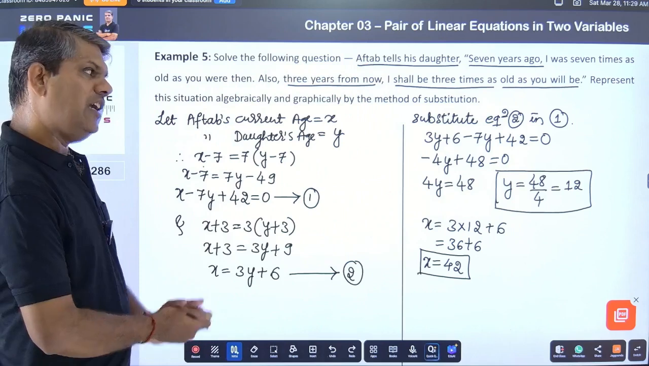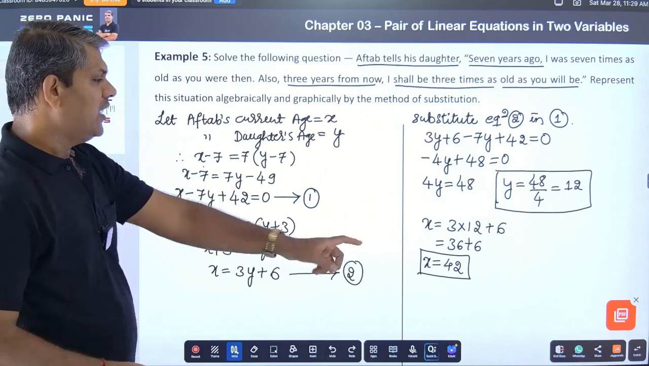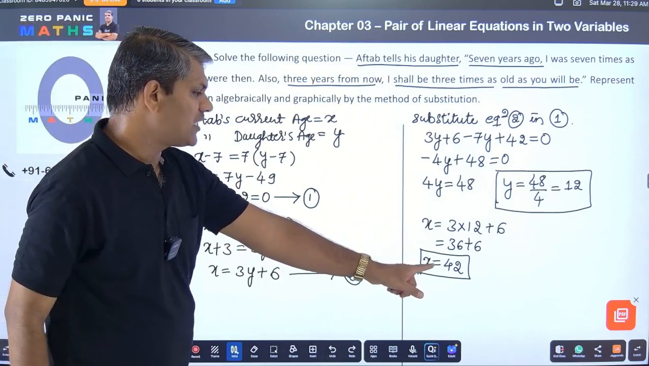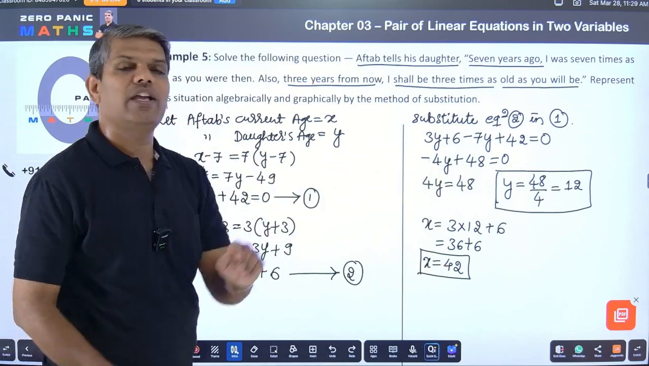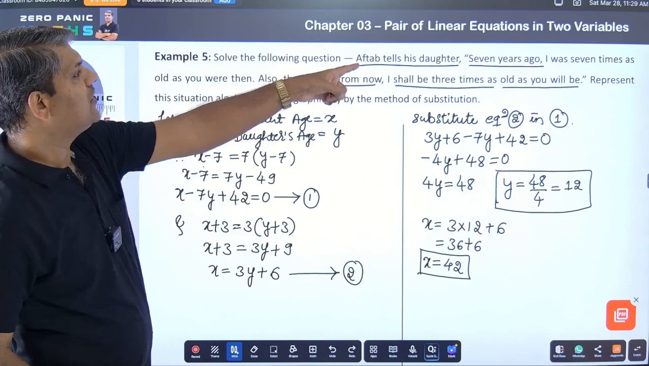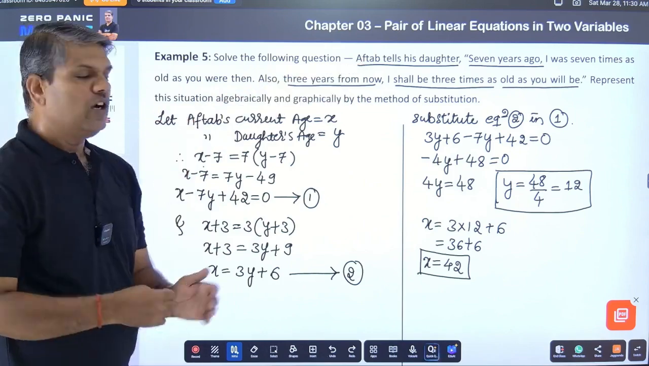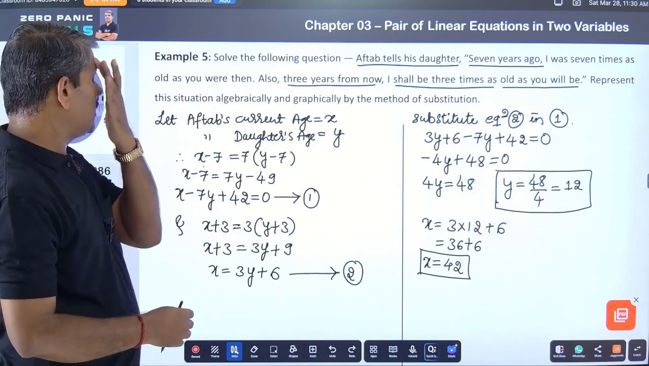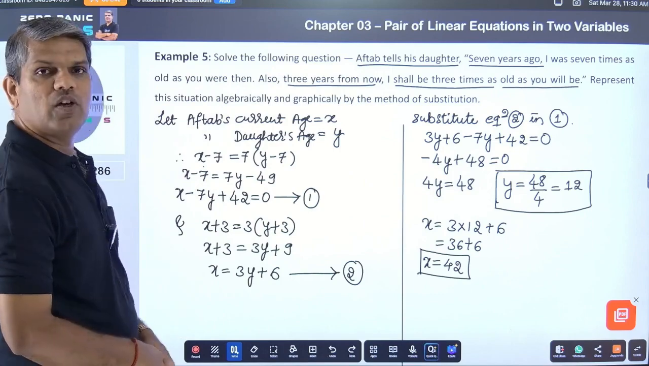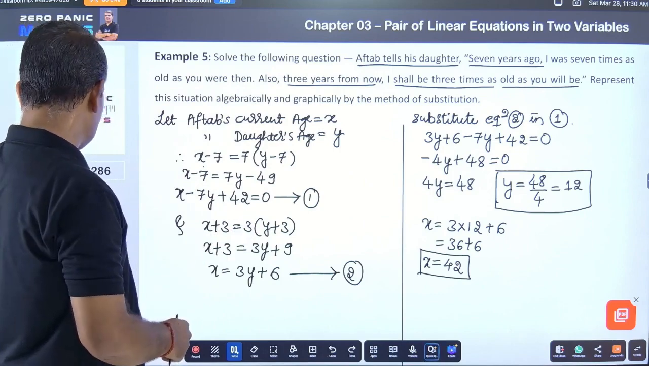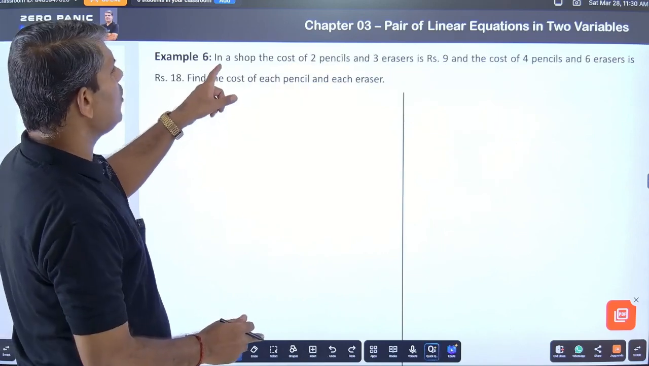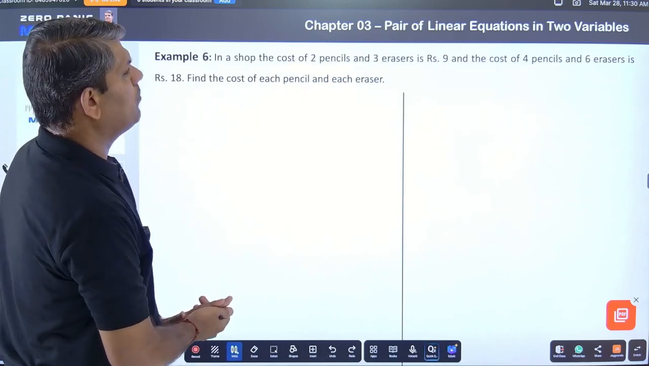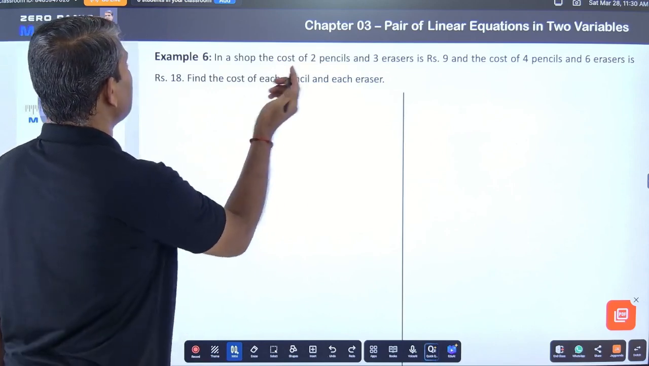Okay, and you can verify whether the ages x equal to 42 and y equal to 12 are satisfying this condition or not. That is about the equation, the example 5. Okay, let us quickly go to the next example. This is also a descriptive problem only. Okay, so let us read the problem.